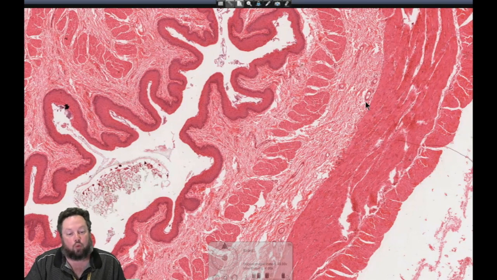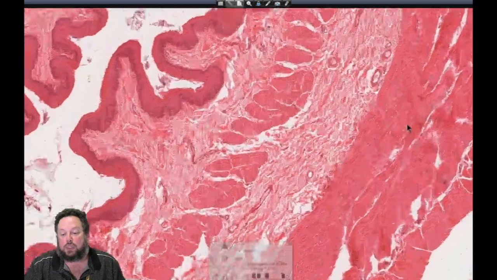So identifying which of the thirds you're looking at of the esophagus, in the upper third we have skeletal muscle in the tunica muscularis or the muscularis externa. In the middle third we have a mix of skeletal and smooth muscle, and then in the distal third we have only smooth muscle.